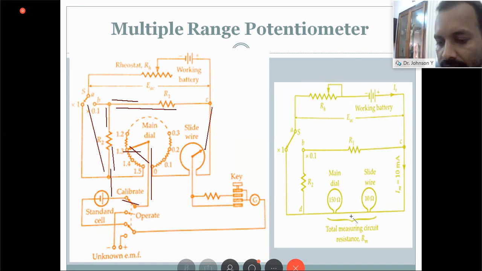The right figure shows the position of the potentiometer when the switch is in position 1. At that time, the current division or the resistance combination is like that. This main dial and slide wire together are known as the measuring circuit resistance Rm, and here R2, here R1. So this is the equivalent circuit at that particular time when the switch is in position 1.